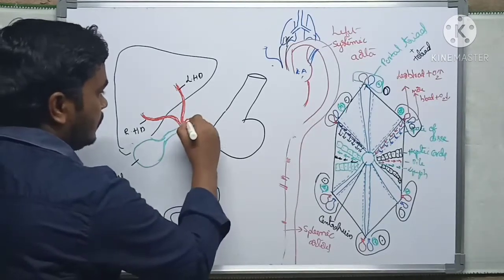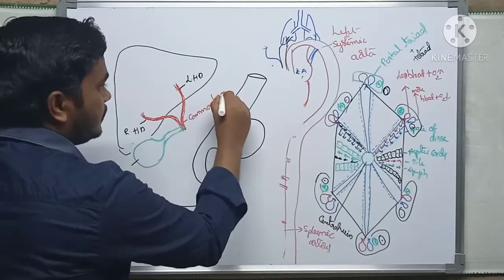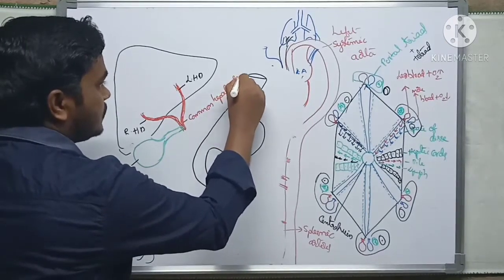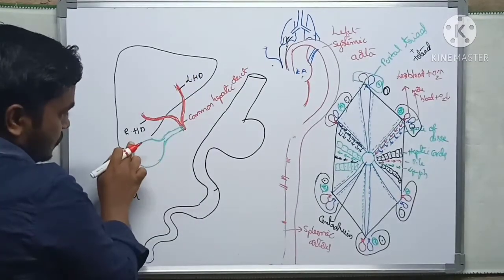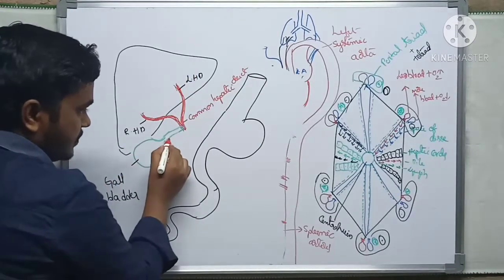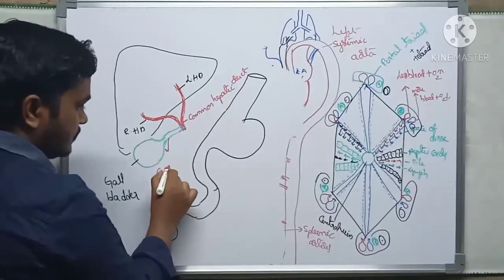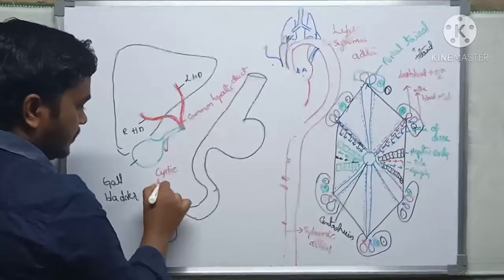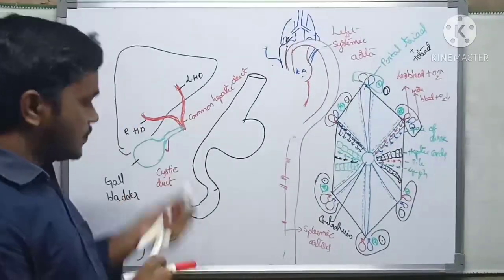This is the common hepatic duct. So bile is transported like this. The bile is stored in the gallbladder. The gallbladder duct is called the cystic duct. A duct is nothing but a tube-like structure which transports secretions.